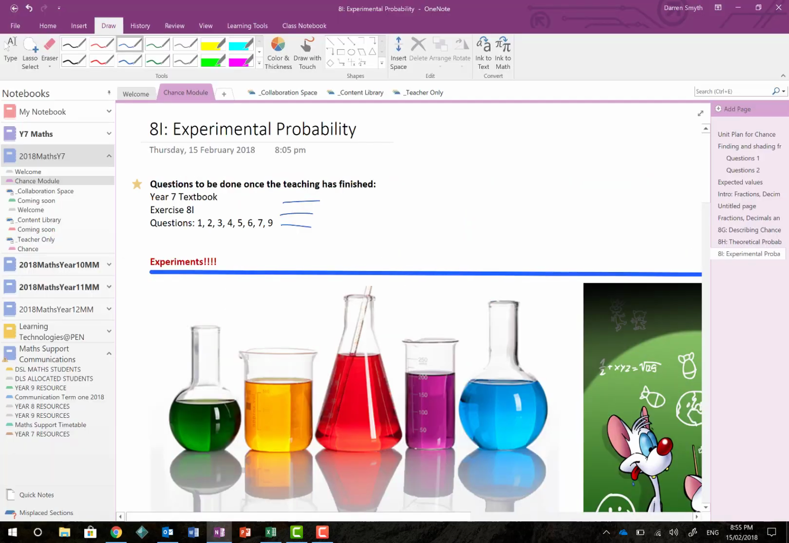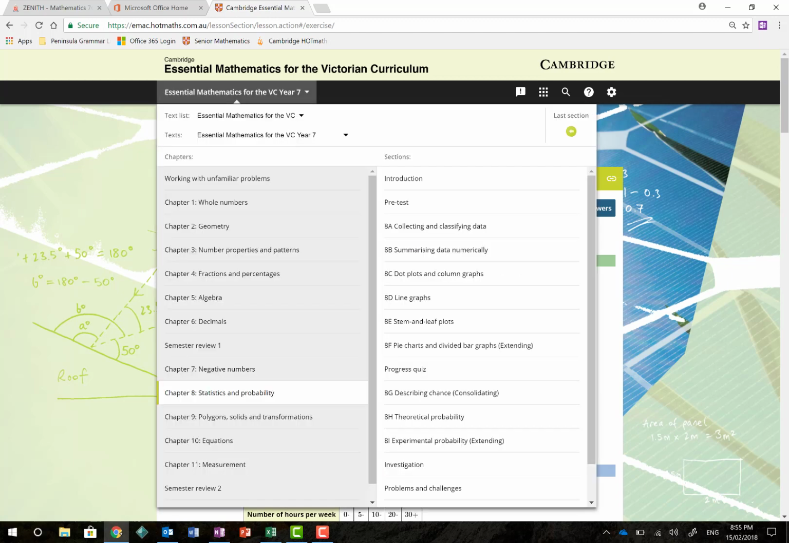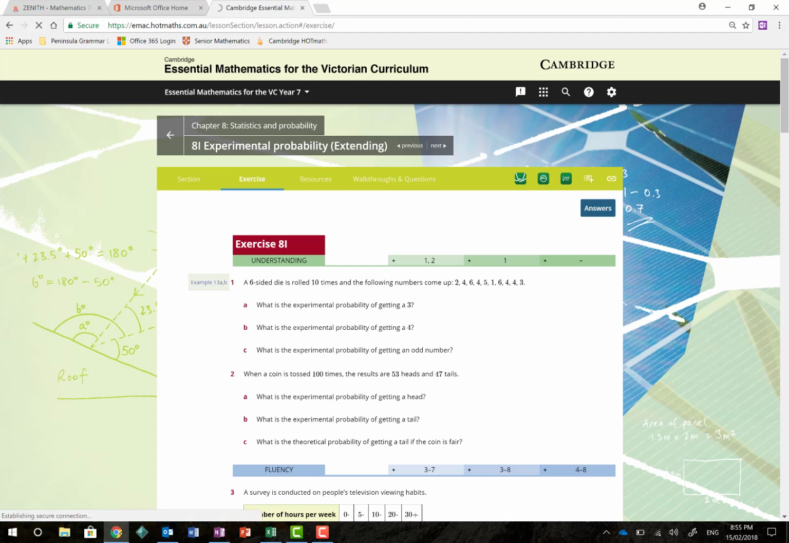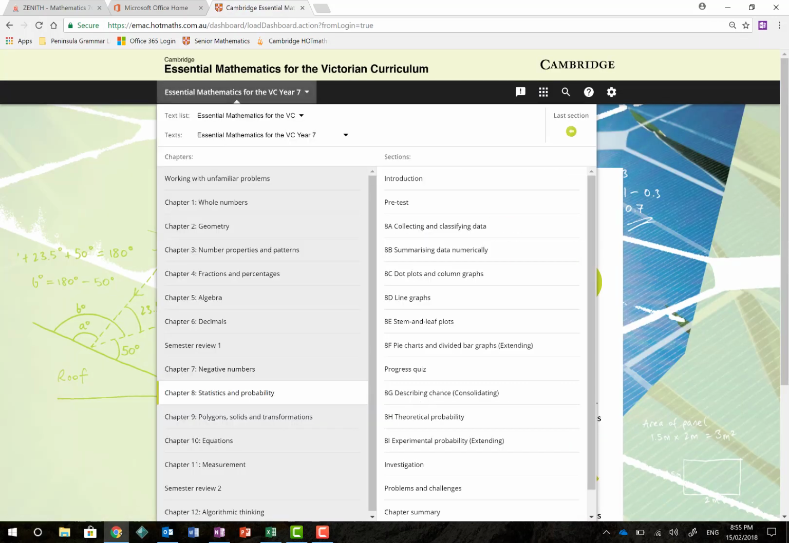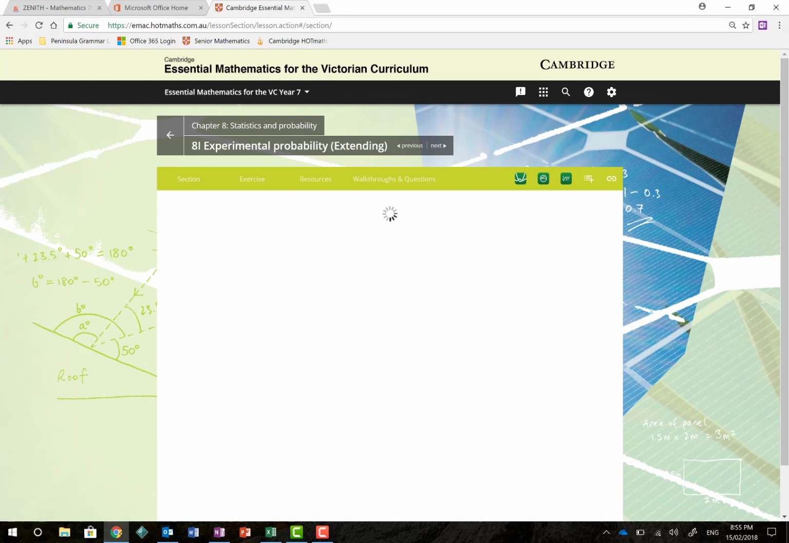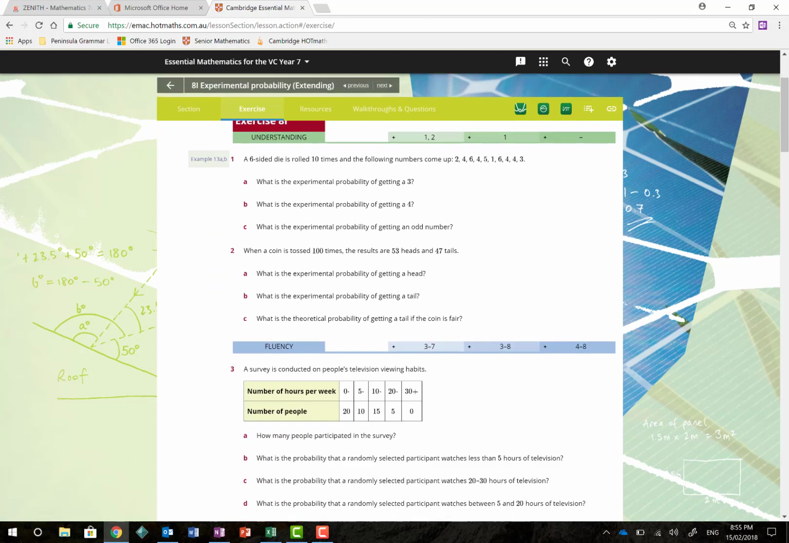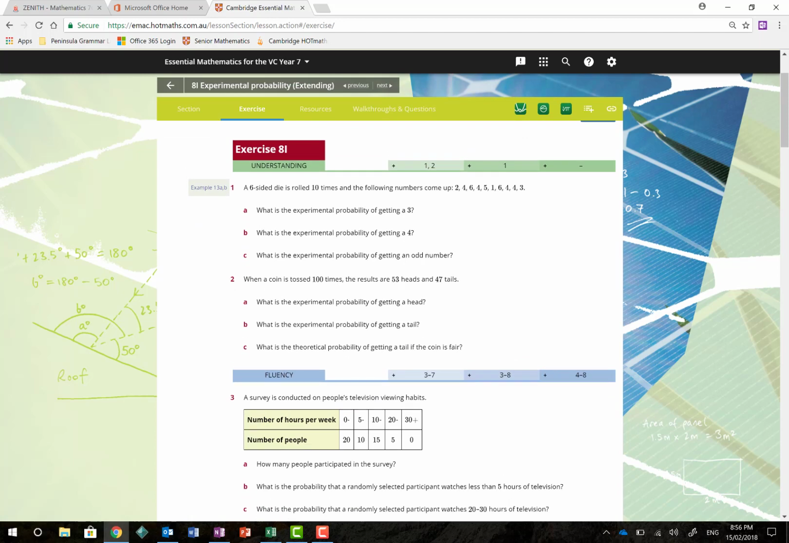So remember, to get the textbook, load up Chrome, go to Cable Essentials Maths, click on there, make sure it's got Year 7. Click on Statistics and Probability, and you want Exercise 8I for this chapter. Oops, now I've got to sign in. So that sucks. So let's just click on that. 8I, experimental probability. And tap on the exercise. And there we go. Those are the questions you need to do. And as you can see here, I've already done question 1 for you. So you can just copy that information in.